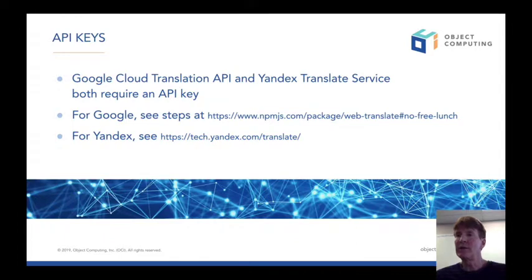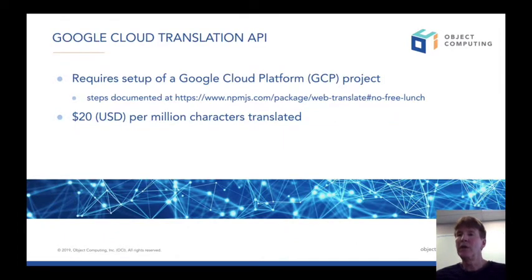Both the Google and Yandex translation services require the use of an API key. The URLs on the screen provide information on how to obtain these. Using the Google Translation Service requires creation of a Google Cloud Platform or GCP project. The cost to use this service is $20 per million characters translated. Most web applications require fewer translations than this, so the cost will be quite low.